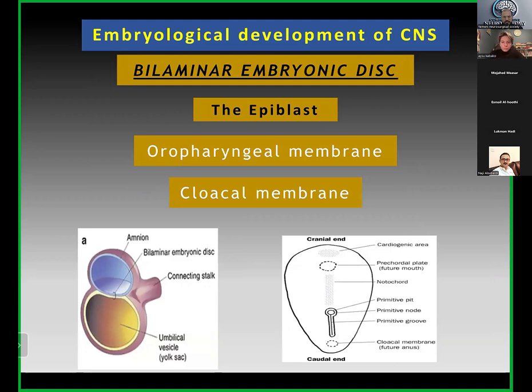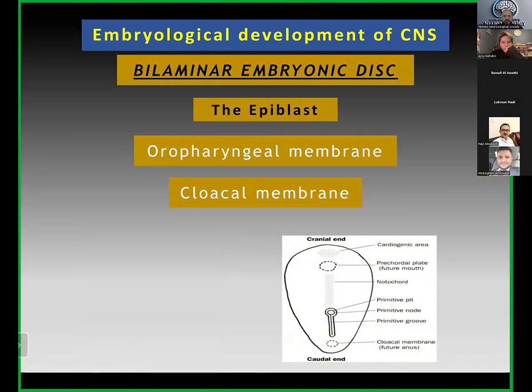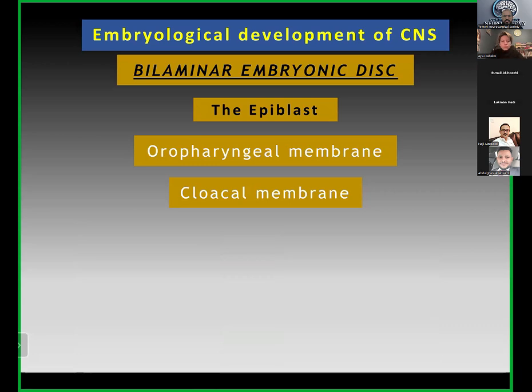cloacal membrane and the oropharyngeal membrane. The oropharyngeal membrane is formed in the cranial part of the epiblast, and the cloacal membrane in the caudal part of the epiblast. The oropharyngeal membrane will form the mouth later on, and the cloacal membrane will form the anus. Just cranial to the cloacal membrane, a groove forms at the epiblast, called the primitive groove or the primitive streak.